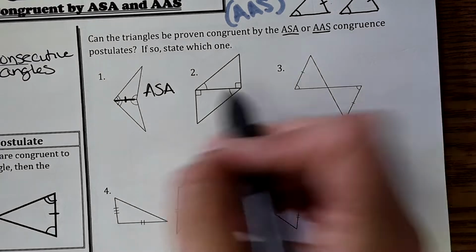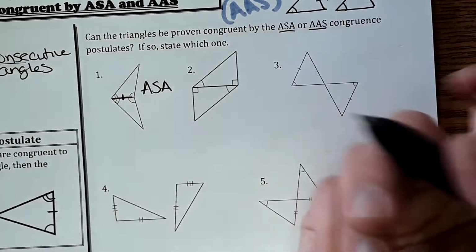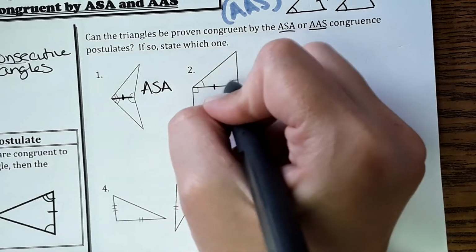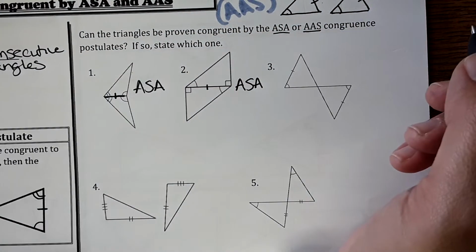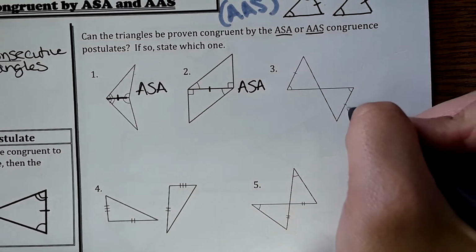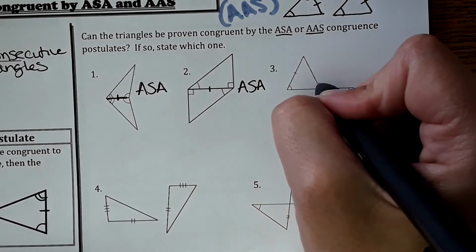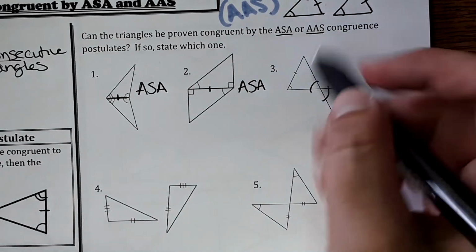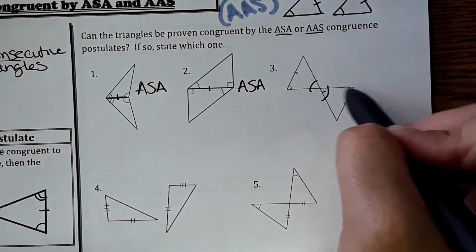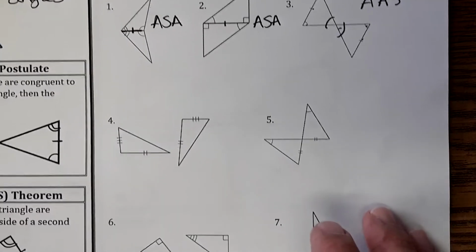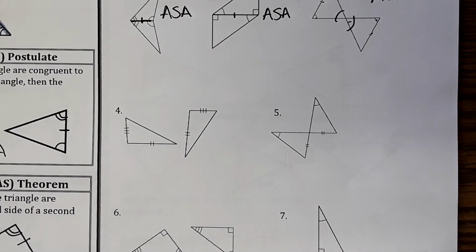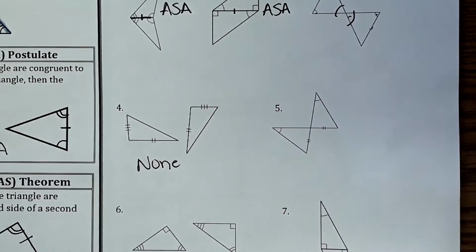Number two, same thing. Notice that they didn't label this equal to itself. You just have to know that it's equal. So again, we have angle, side, angle. And then for number three, it only has two things that are labeled as equal, but we also know that vertical angles are equal. So those are equal. And then you have angle, angle, side. Number 4, it only shows that two sides are congruent. It doesn't say anything else, so this is just none. We can't prove those congruent. They might be, but we can't prove it.